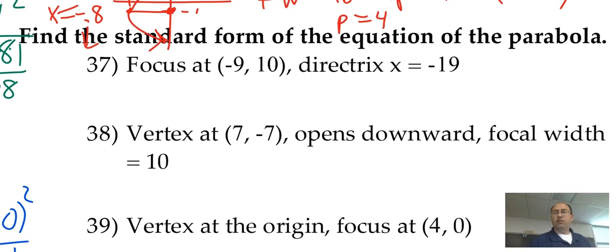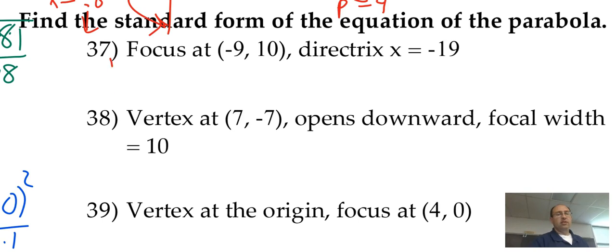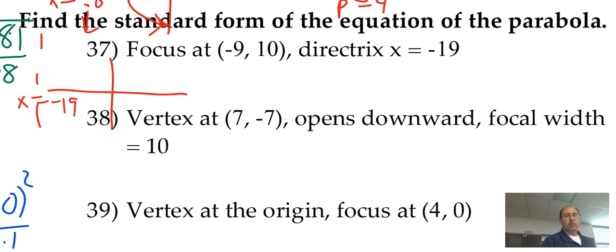Alright. Find the standard form of the equation of the parabola. What's the vertex? Maybe we better draw a picture, because some of you have a hard time just doing this in your head. So x equals -19 way over here, right? X equals -19. And we've got -9 and 10. Okay, so that's my focus. So my vertex has got to be somewhere in here, and this thing better open to the right.